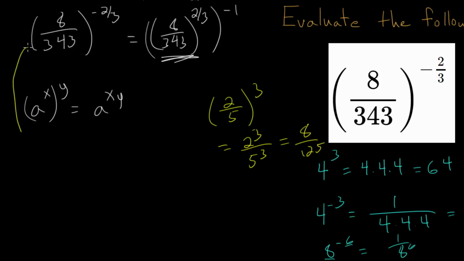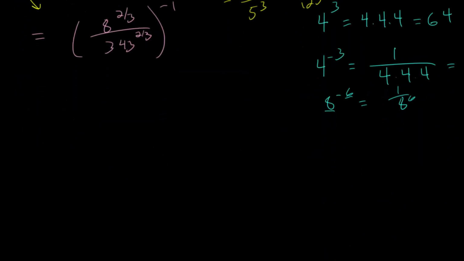So we can rewrite this down here as 8 to the 2/3 power divided by 343 to the 2/3 power. And then all of this is raised to the -1 power. And we can evaluate each of these individually. So let me just make a bit more room here. We can do 8 to the 2/3. And remember that the denominator just tells us the root we're taking of our number, and the numerator just tells us what power we will raise that to.